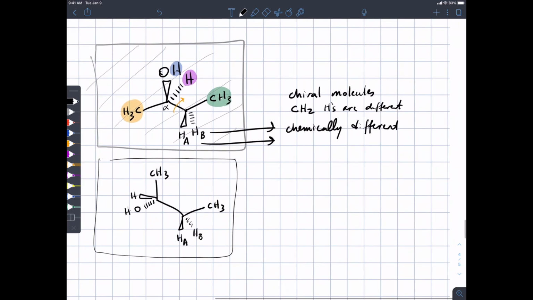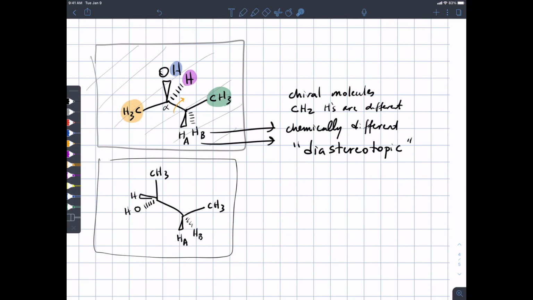We have a word for CH2 protons that are different in a chiral molecule. The word for that, which you encounter in your text and will definitely encounter again when you take Organic Lab 353, is the adjective diastereotopic. These protons are diastereotopic. Topic means shape, and diastereo refers to diastereomer.